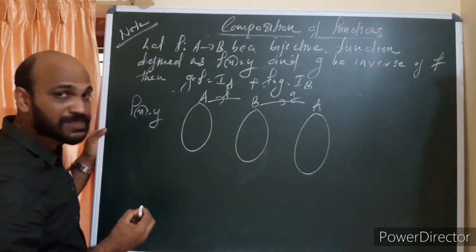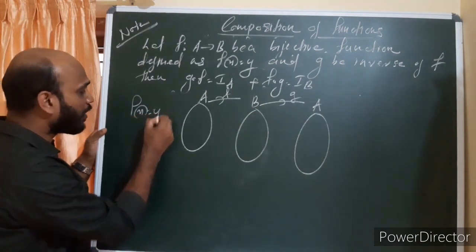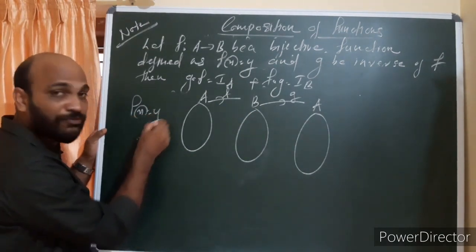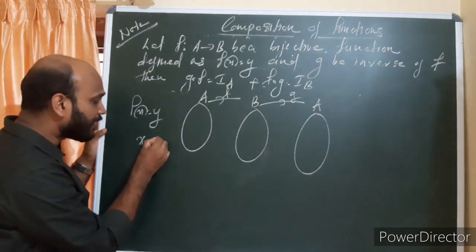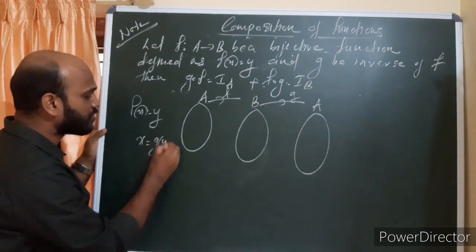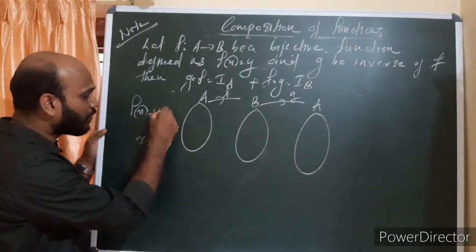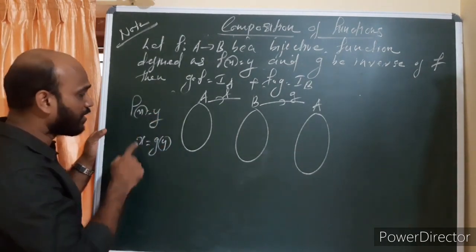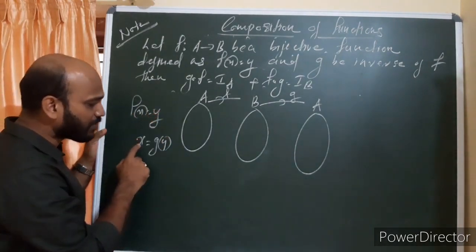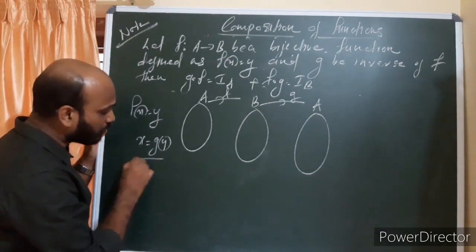So, how we will represent G? F of X equal to Y, then X equal to F inverse of Y. Since F inverse equal to G, we will write X equal to G of Y. Right? F of X equal to Y, then X equal to F inverse of Y. Here, given that F inverse is G. So, F of X equal to Y implies X equal to G of Y. Like that you have to take.